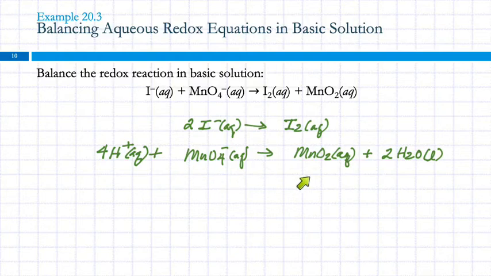So I have these balanced with respect to mass now. I need to put my electrons in. So here I have 2 negative charges, and over here 0. So I need to add 2 electrons to this side. On the bottom, these things are all neutral over here, so this is 0. And I have +4 and -1, a total of +3 over here. So I need 3 electrons.